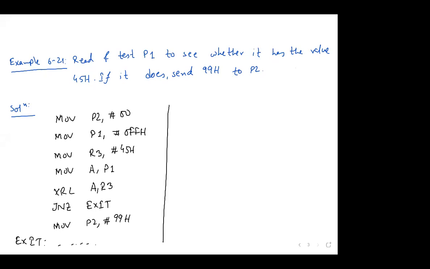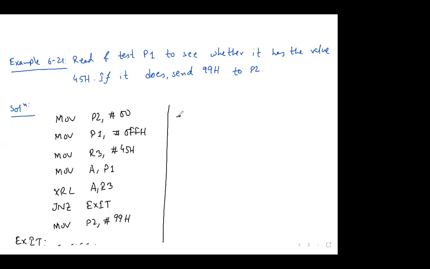Any other thing that you want me to explain? Sir, in the jump, which value is being considered for zero? Thanks. That was the question I was expecting. Thanks for that. So see, this is where you need to be careful.